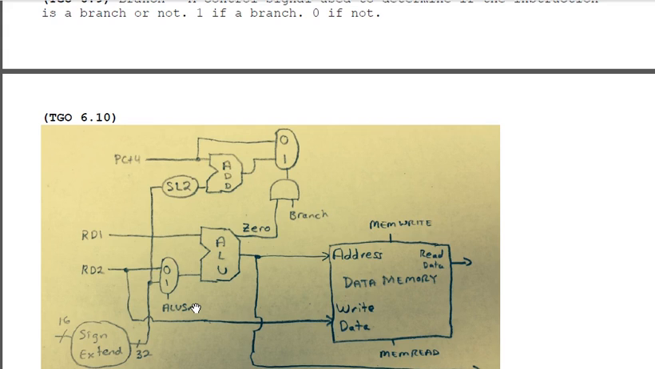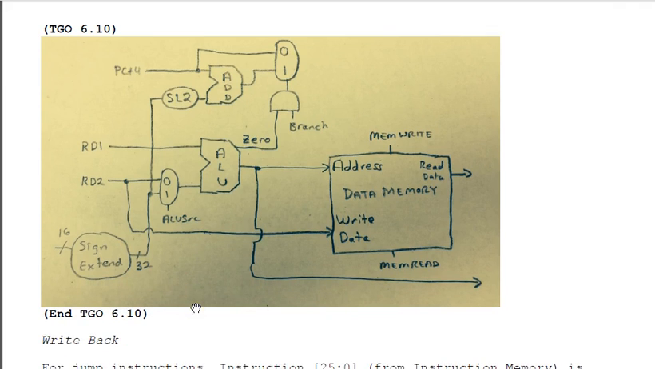Why would it be 0 if it's a branch instruction? What are we doing for branch instructions? Let me scroll up just a little bit so people in the back can see. What is a branch instruction physically doing? Skipping if what? Correct. So the two values we're getting to compare have to come from the registers. So that means we're using RD1 and RD2 for branch.